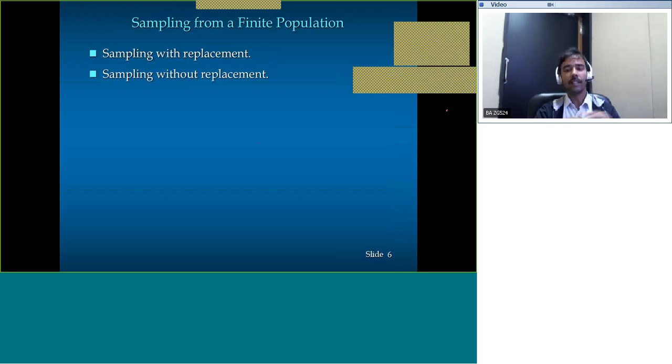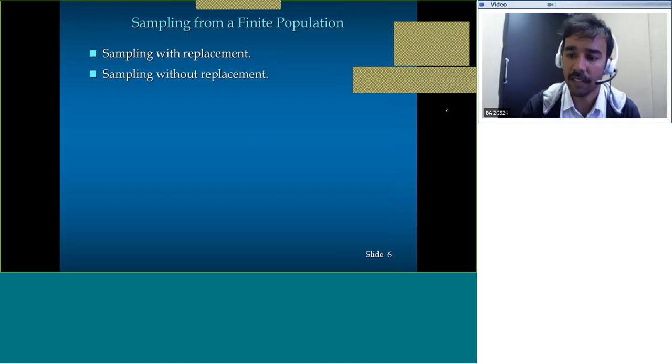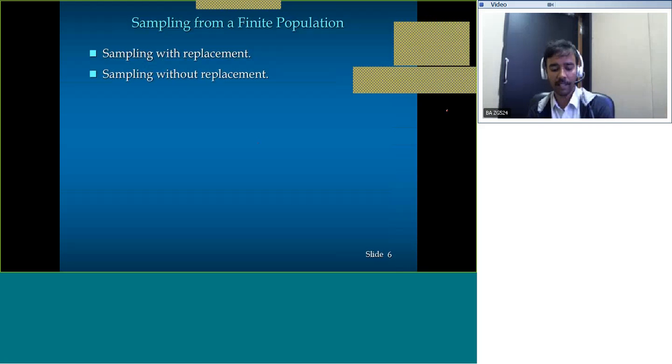Independent or not? Of course, right? Independent or not? Yes, they are independent. But in sampling without replacement, they are of course dependent. But if the population is very large, maybe you can have some adjustments that we will see in the coming lectures.